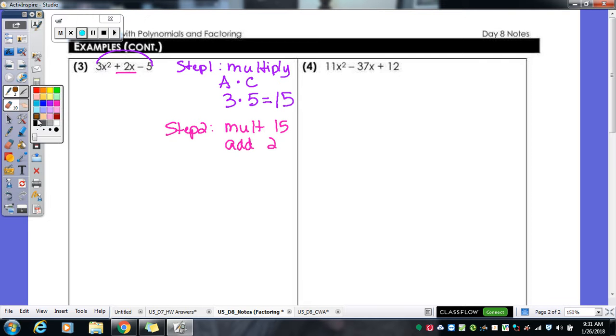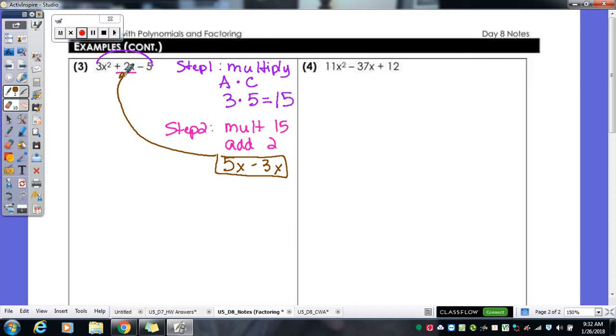What multiplies for 15? Let's go with that. Sam? 5 and 3. So to get the plus 2, this would be 5x minus a 3x. This is what we were doing last time. These were the easier ones last time. So once you figured this part out, you're going to plug that in for the 2x up there. So we get 3x squared plus 5x minus 3x minus 5.